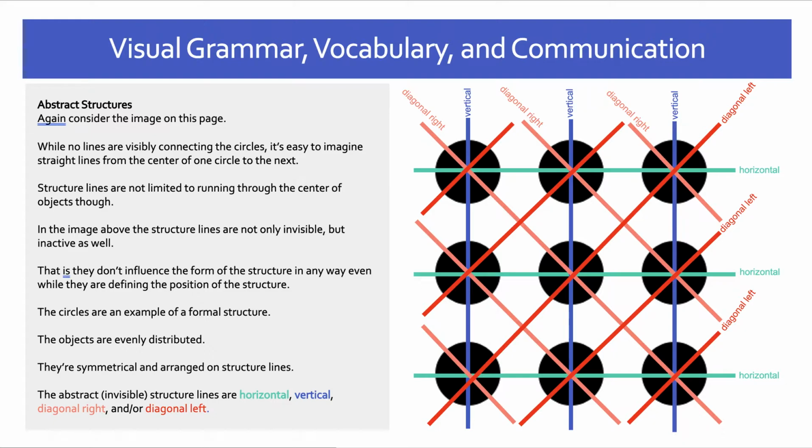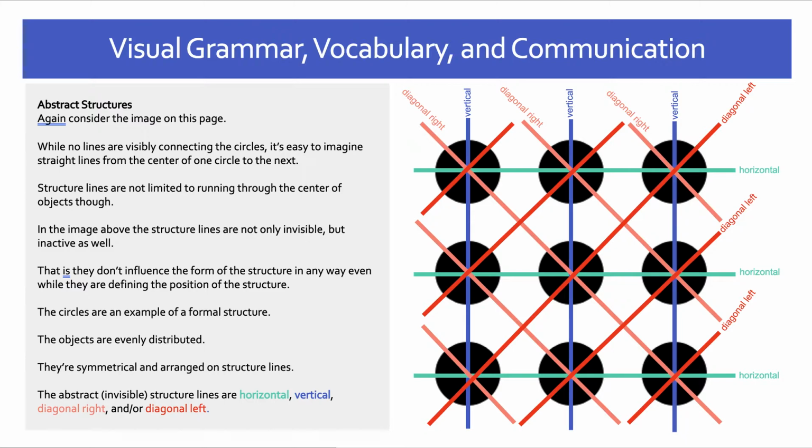So now, let's again consider this. While we have no lines visibly connecting the circles in the original image, we can imagine those lines that we just talked about. And structural lines are not necessarily running through the center of the objects. We talked about what happens through the center, right? So we've got those vertical lines through the center, horizontal lines through the center, but we also have diagonal lines. Tilt your head to the left and then to the right, and you'll see that we also have diagonal right and diagonal left lines.